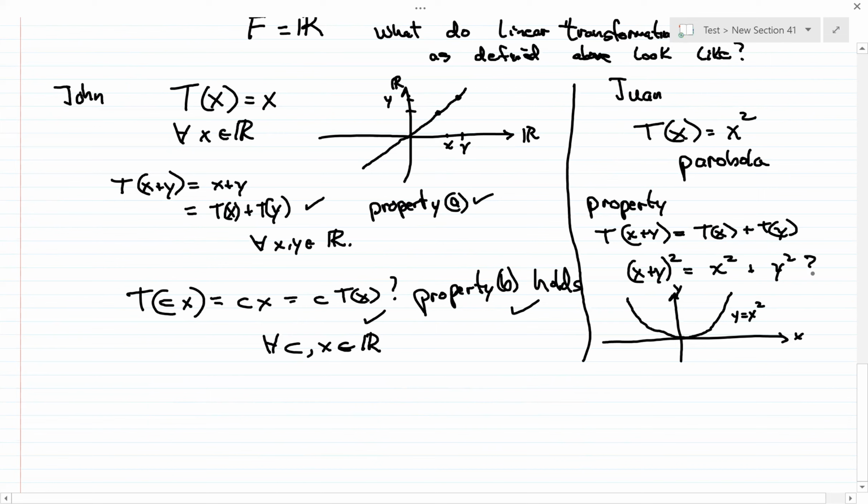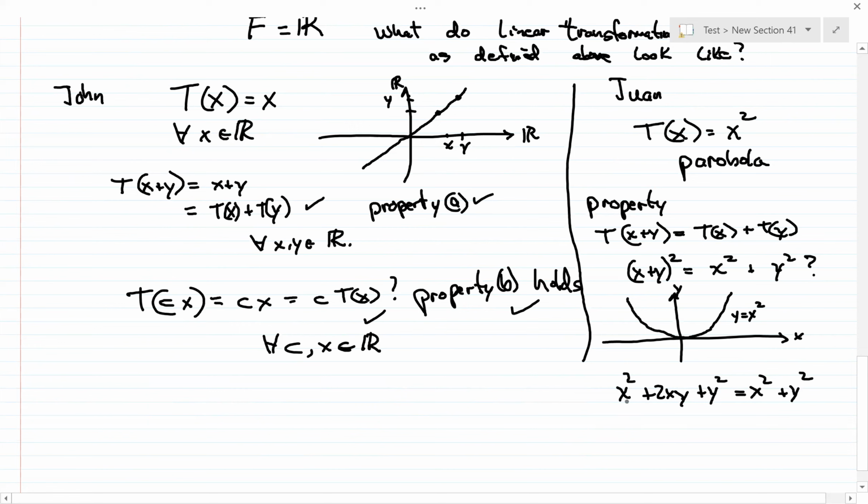And so now that's the question. Does that property hold? And yeah, I heard the right answer. No, it doesn't. Why not? Because if you square the sum, you get X squared plus 2xy plus Y squared. And does that equal X squared plus Y squared?